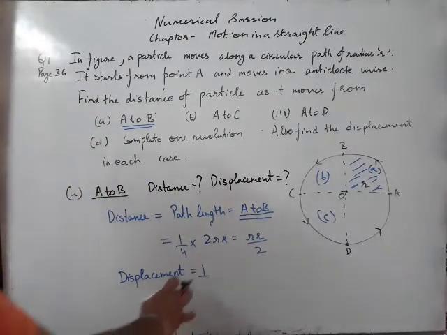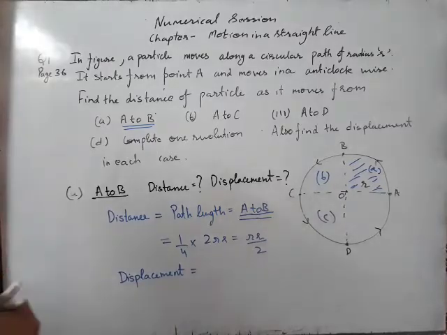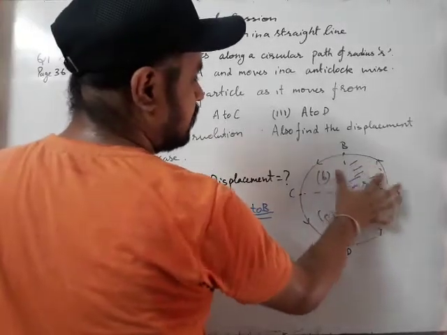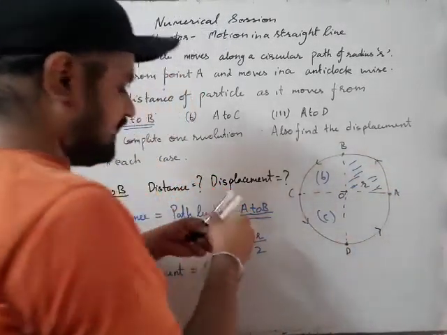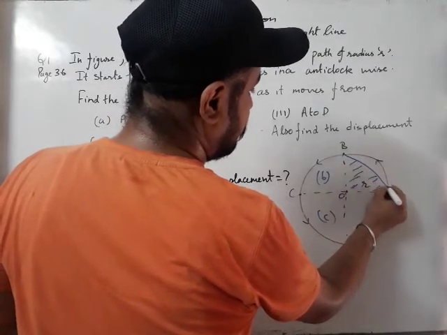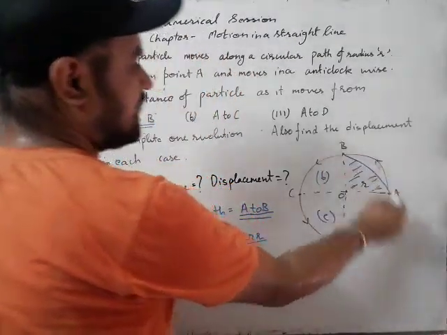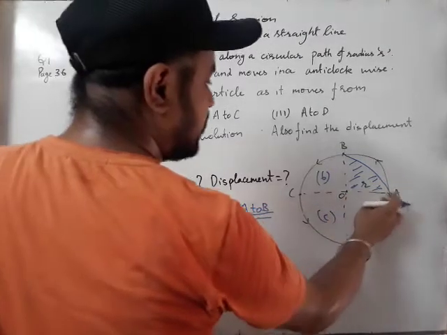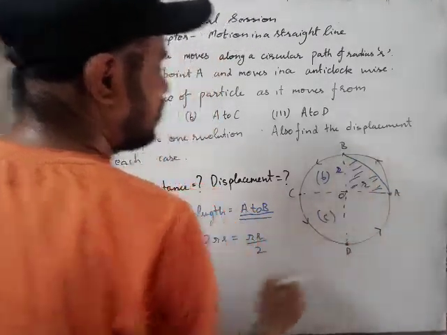Displacement we have to find out. That is the shortest path in the region. I will clear it in the diagram. What will be the shortest distance? The straight line A to B will be the displacement, since OA is the radius and OB is also a radius.